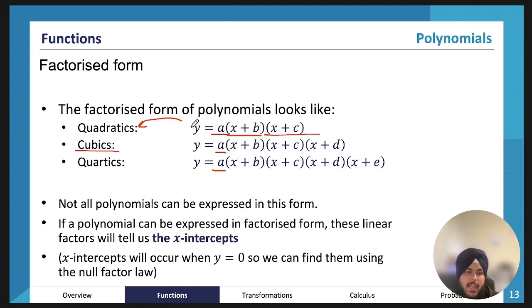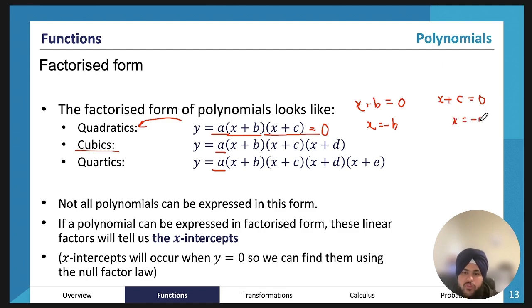So essentially, let's say we're just looking at the quadratic, we have a, x plus b, x plus c. And when we let that equal 0 to find the x-intercepts, that will essentially just be x plus b equals 0, thereby x equals negative b. So that's one of the x-intercepts. And we also have x plus c equal to 0, and that will give you x is equal to negative c.